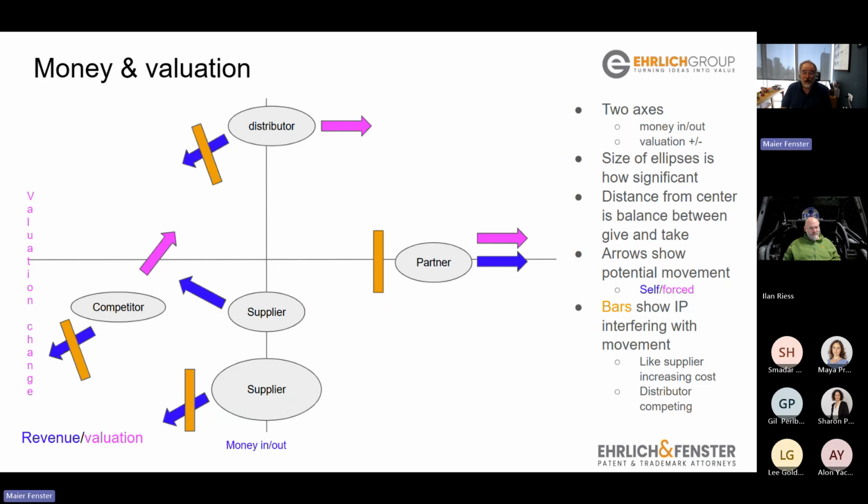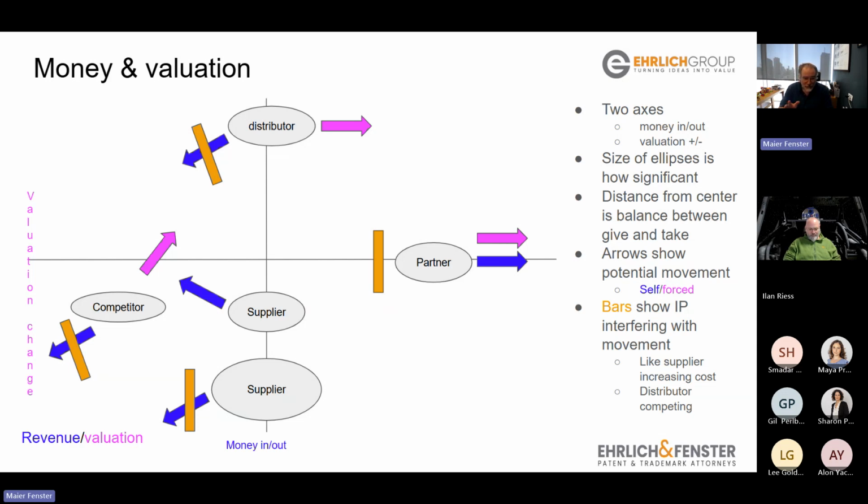Okay, we'd love all of our relationships to be in the upper right corner. Valuation goes up and we get paid money. Reality is that if you have a supplier, you've got to give them money. If you have a competitor, not only do they reduce the money, the price you can charge, but they also reduce your valuation because you're not a monopoly anymore.